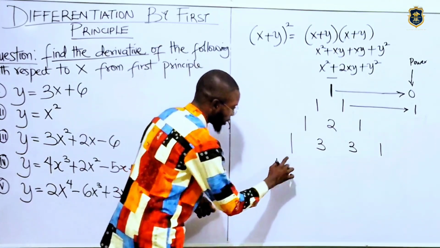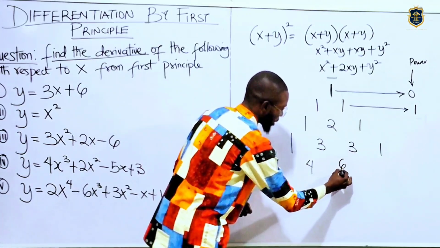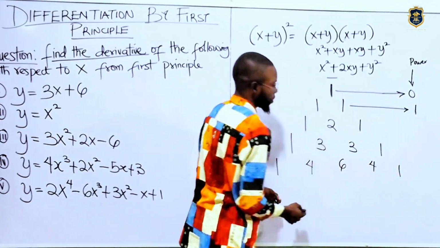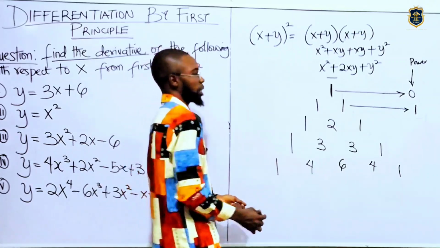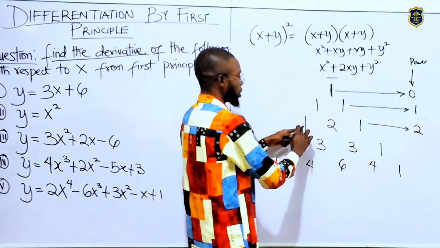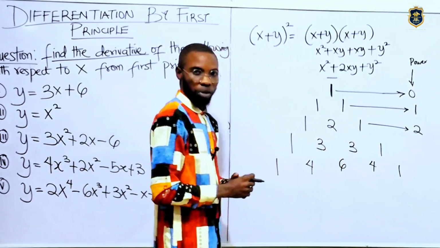We start with 1. 1 plus 3 is 4. 3 plus 3 is 6. At the middle, 1 plus 3 is 4. We end with 1. What does all of this mean? It means that anything you are expanding that is raised to power 2, the constant must be this. This must be the constant. Are you getting it now?